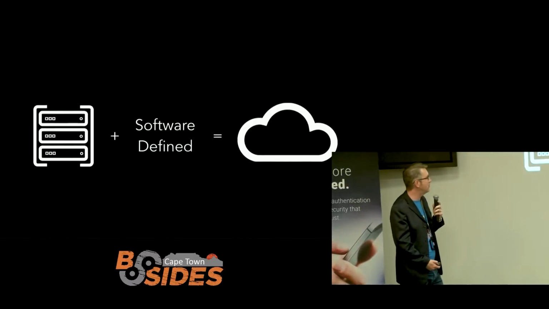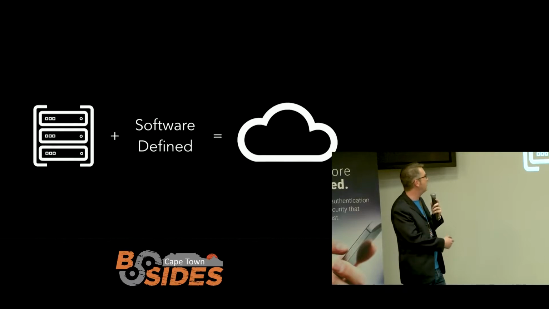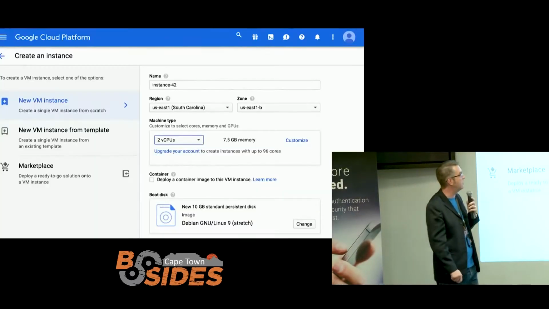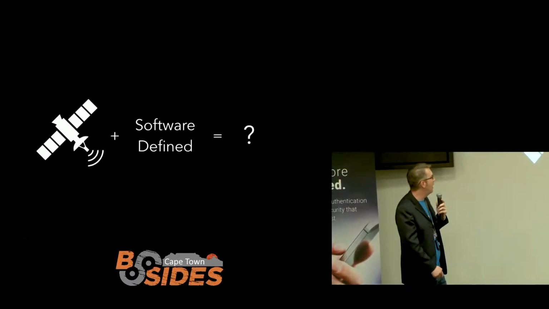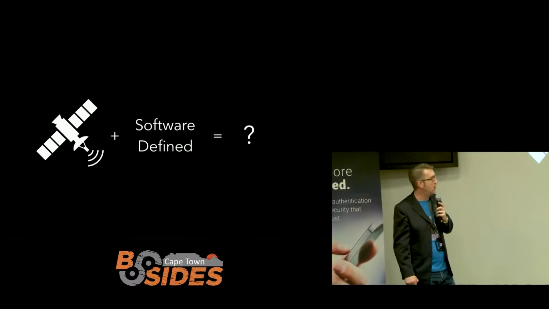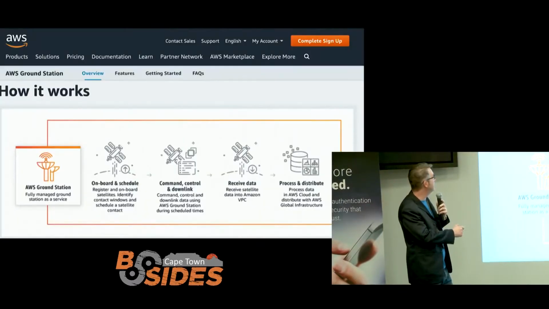If we think today about what we do with the cloud, we've basically taken computer infrastructure, defined it via software, and called it the cloud, so you can hop onto GCP or anything and make your own VM. What could you do with software-defined radio? And it's interesting, AWS is doing this cool ground station network.